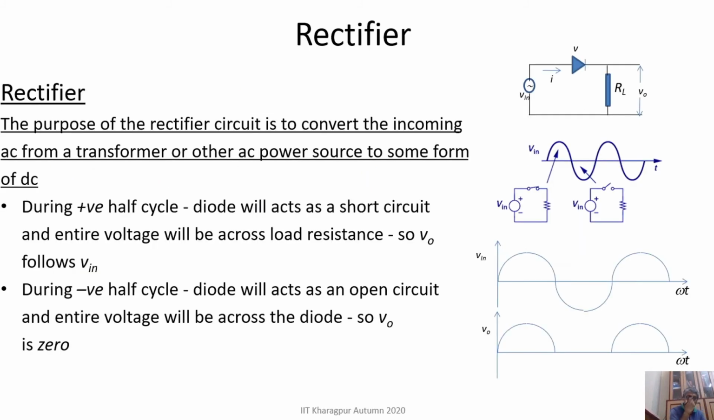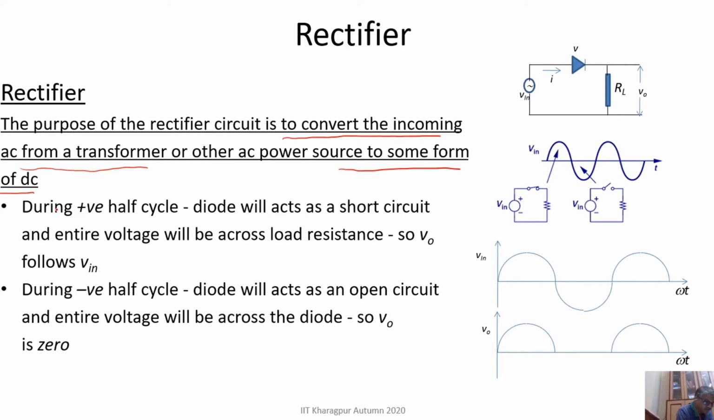Now what is the purpose of the rectifier? It basically converts the incoming AC signal to DC. It can either come from a transformer or some other AC power source, but the purpose is to convert it to some form of DC.